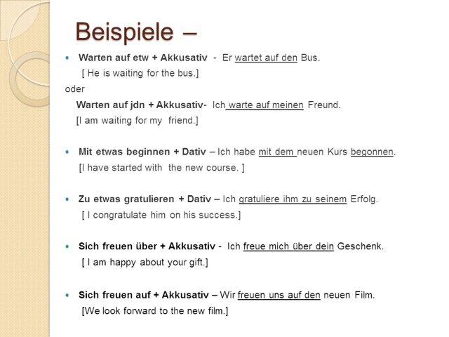Warten auf etwas plus Akkusativ. To wait for something. Wartet auf den Bus. He is waiting for the bus. Here, warten auf takes the accusative case, therefore, der Bus changes to den Bus. Similarly, warten auf jemanden plus accusative. To wait for somebody. Ich warte auf meinen Freund. I am waiting for my friend. Again here, warten auf takes the accusative case, therefore, mein Freund changes to meinen Freund. Warten auf etwas refers to the thing, whereas warten auf jemanden refers to the person.